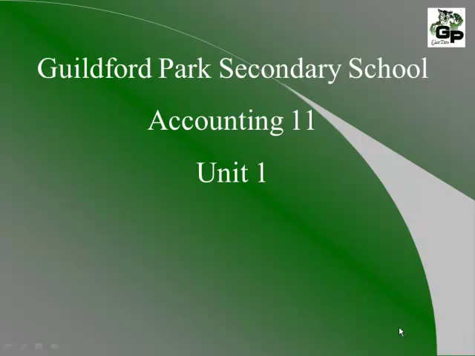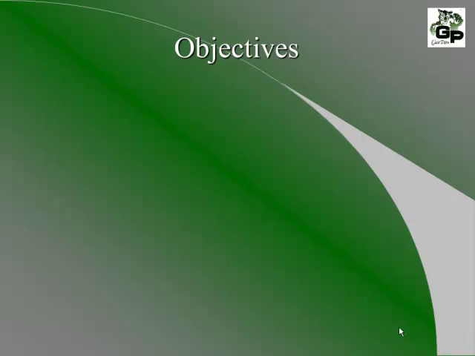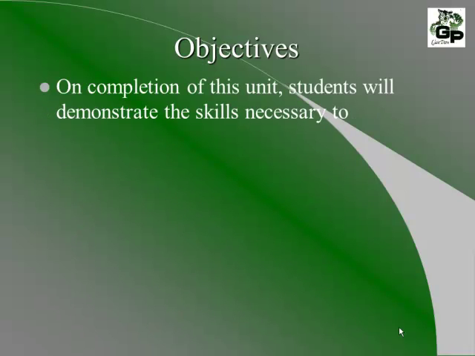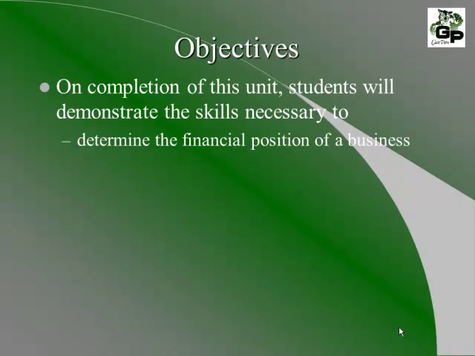Welcome to Accounting 11, Unit Number 1. The objectives for Unit Number 1 are as follows. When you finish this unit, students will be able to demonstrate the necessary skills to determine the financial position of a business.